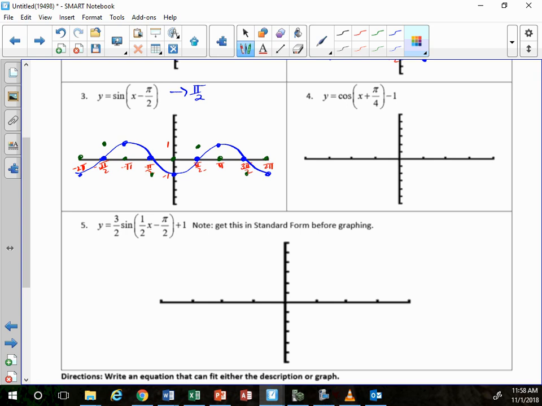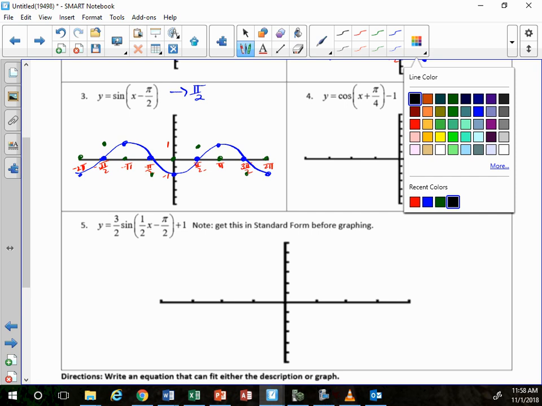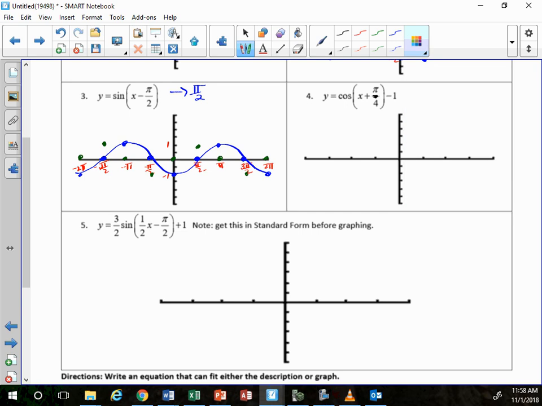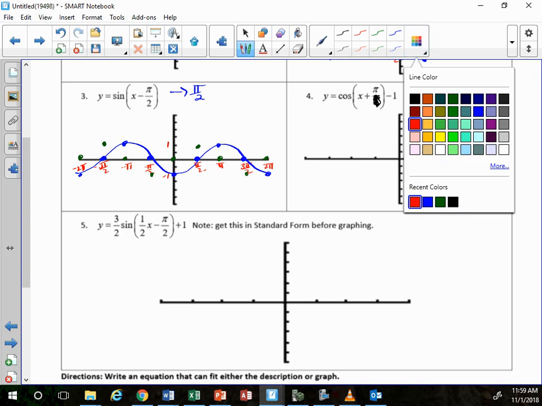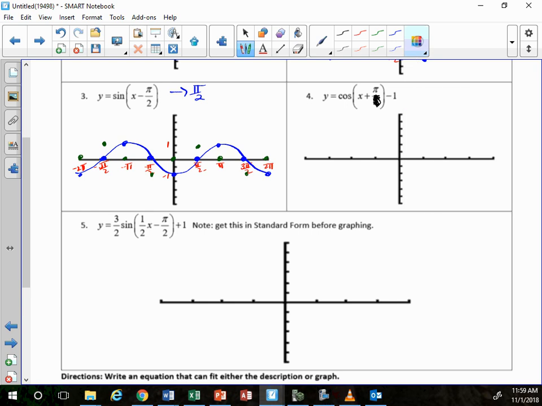Number 4, I'm going to change it slightly. I don't want it to be pi over 4. I want it to just be pi. So x plus pi. I want you guys to try to graph this one. Hold on. Sorry. Number 4. I changed it to pi instead of pi over 4. Okay.